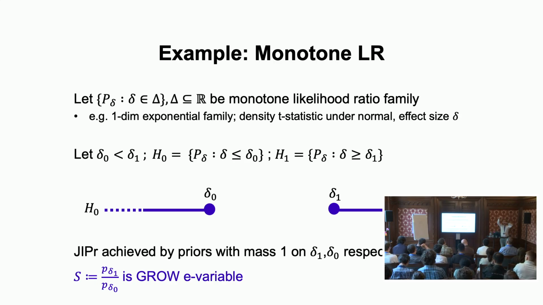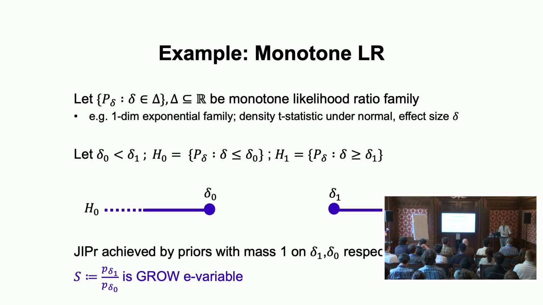Then if you have two distributions, a null and an alternative, about the same parameter, where the null says it's smaller than delta 0 and the alternative says larger than delta 1. So think about the normal mean example: the null says smaller than 0 and the alternative says larger than 1.5. Then if you do this joint information projection, you actually get two-point priors, which put all their mass on the two closest points, on delta 1 and delta 0.